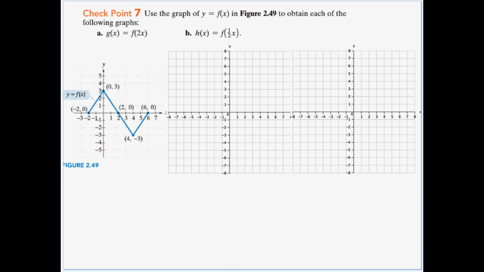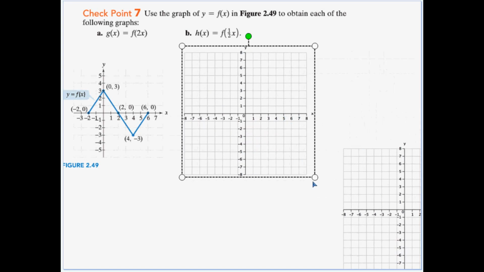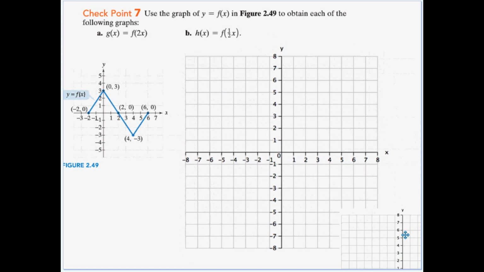Okay. Oh, no, this is another one. We just have some points here. They want us to move these points around. So I'll just do it on one graph and then erase. Let me do this.